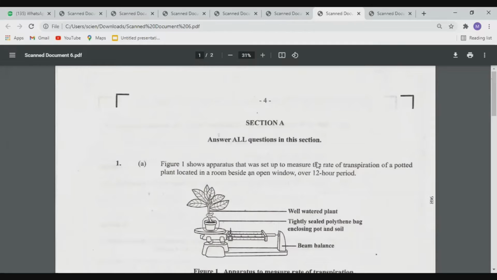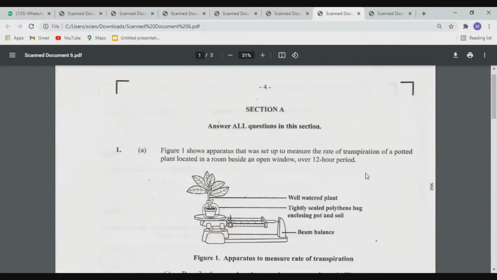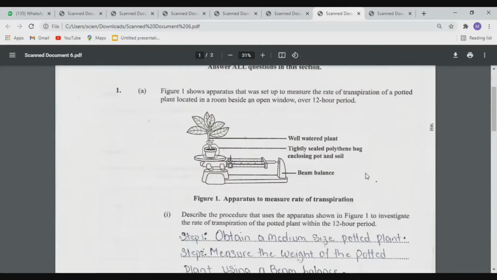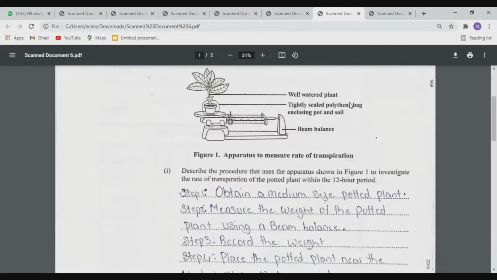Figure 1 shows apparatus that was set up to measure the rate of transpiration of a potted plant located in a room beside an open window for a 12-hour period. So describe the procedure that uses the apparatus shown in figure 1 to investigate the rate of transpiration of the potted plant within the 12-hour period. So we have to look at the diagram so we can best come up with the procedures, all right? So we have a potted plant, we have the polythene bag, it's sealed here, they're telling us it's well watered, and we have a beam balance.